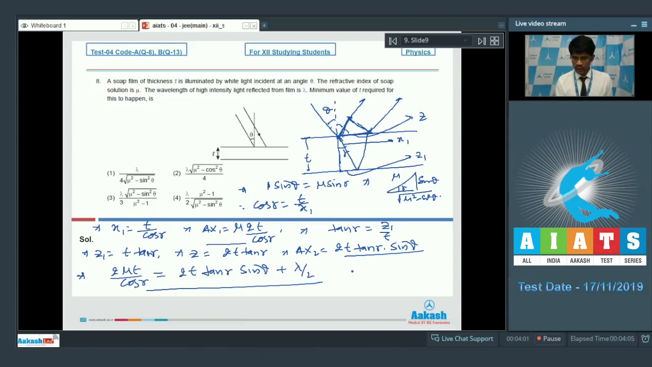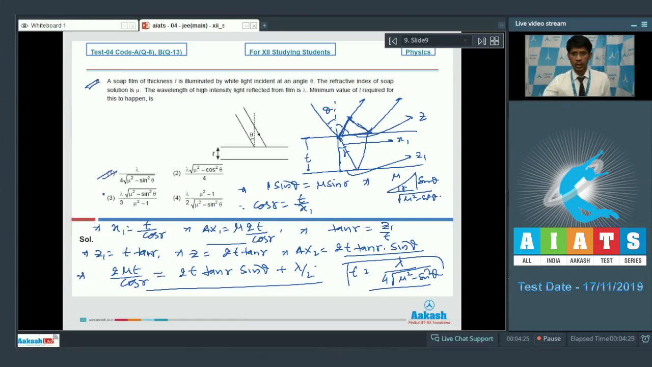Once we try to solve this equation and find the value of t, we shall be getting the value of t equal to lambda divided by 4 square root of mu square minus sine square theta. I expect you to calculate this answer from here. So looking at the options for question number 8, option 1 is the correct answer.